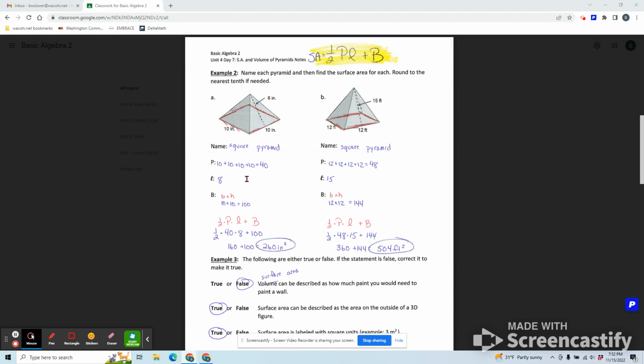Example 2 is just two more examples of the same thing. So if I look at letter B, it's still a square pyramid. My perimeter is 12 plus 12 plus 12 plus 12. What's in red is my base. Add it all together, I get 48. My slant height is 15. The area of the base is base times height, so 12 times 12 is 144. Plug everything into the formula. I already have everything identified: the uppercase P, lowercase l, uppercase B. Plug everything in, I get 504 square feet.